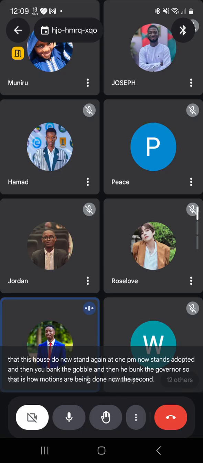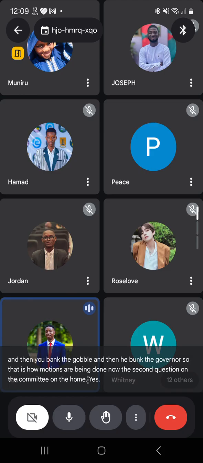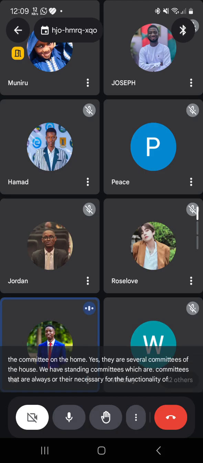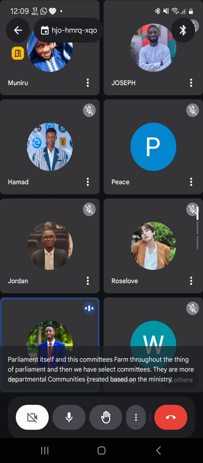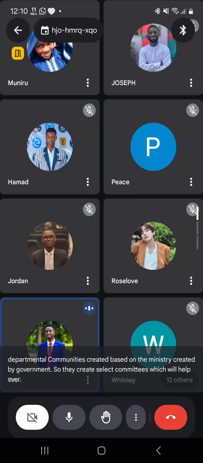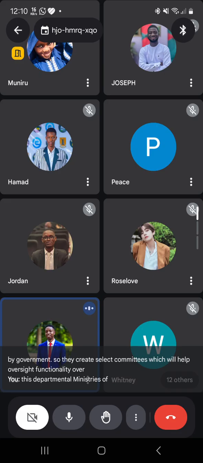Now, the second question, on the committee of the whole. Yes, there are several committees of the House. We have standing committees, which are committees that are necessary for the functionality of Parliament itself. These committees span the tenure of Parliament. And then we have select committees. They are more of departmental committees created based on the ministries created by government. So they create select committees which will have oversight functionality over these departmental ministries of the country.